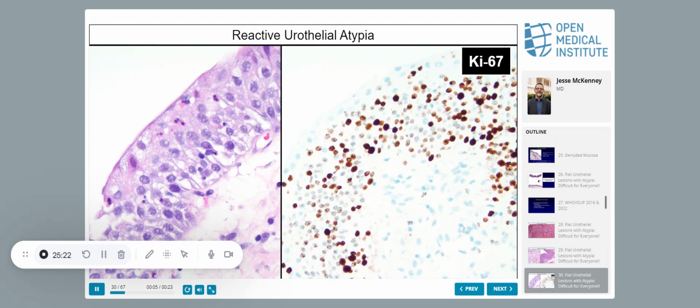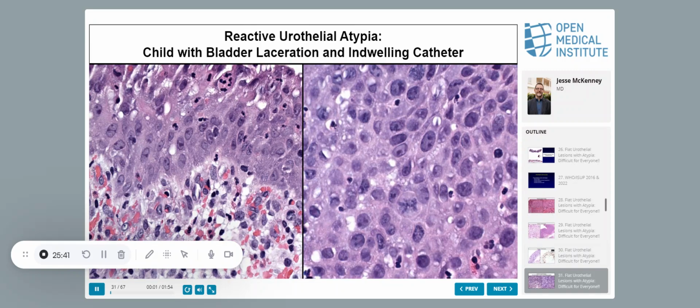This is my first slide. I'm going to have a whole little section on immunohistochemistry. This is Ki67. That's reactive. What do you think I'm going to say? Don't do this. Do not do Ki67 in flat urothelium. It does not distinguish benign from malignant. Okay? Okay, don't look at the images. Read the top. Okay? Because if you look at the images, you're going to be freaked out.